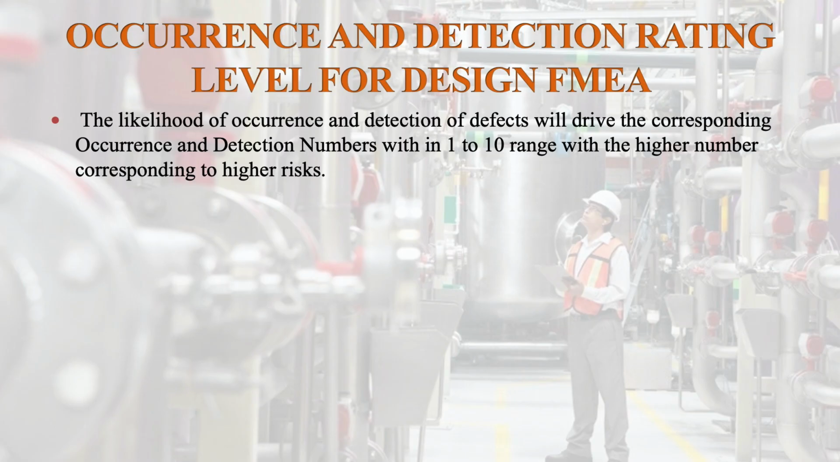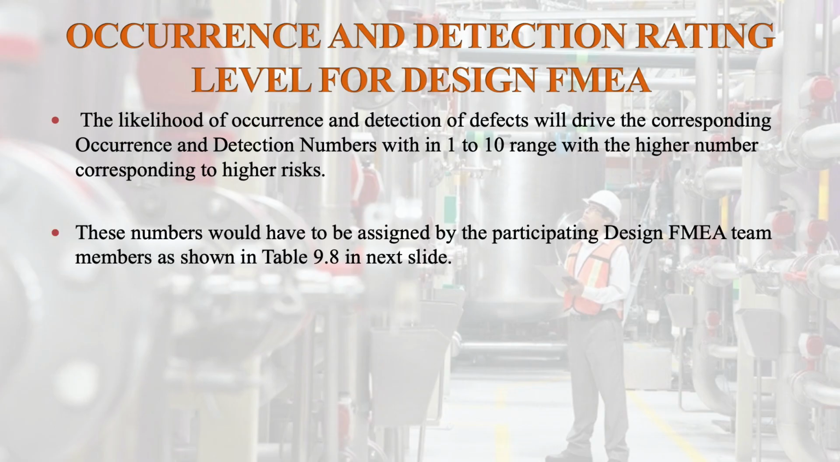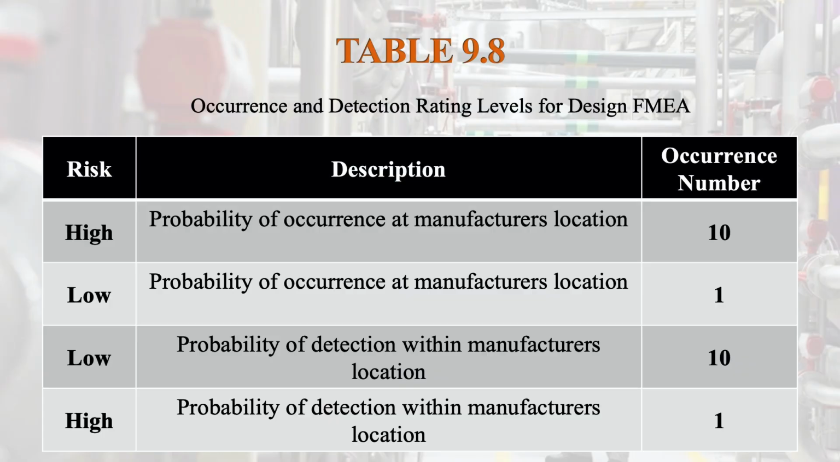Then occurrence and detection rating level for design FMEA. The likelihood of occurrence and detection of defects will drive the corresponding occurrence and detection numbers within a 1 to 10 range, with the higher number corresponding to higher risk. These numbers would have to be assigned by the participating design FMEA team members as shown in table 9.8 in the next slide. So in this slide we can see the occurrence and detection numbers.